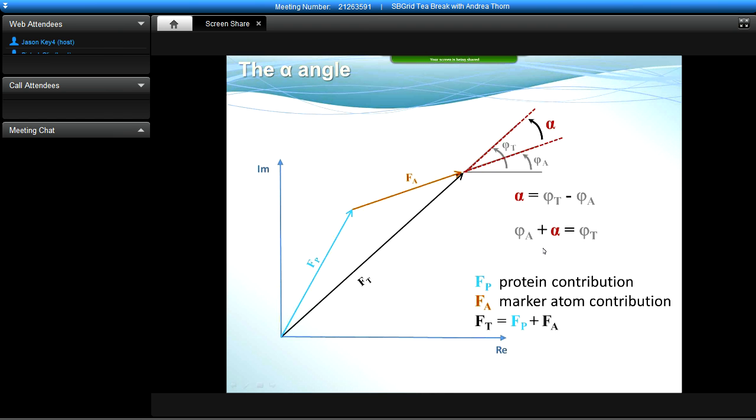So the theory behind this is that if we know the phase contribution from the marker atoms, and we know the alpha angle because we can estimate or calculate it by some means, we can get the total phase, and consequently for the structure factor have solved our phase problem.